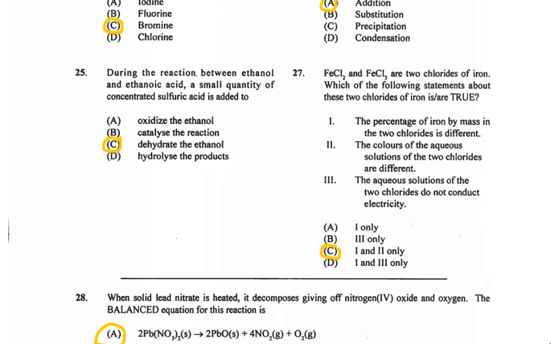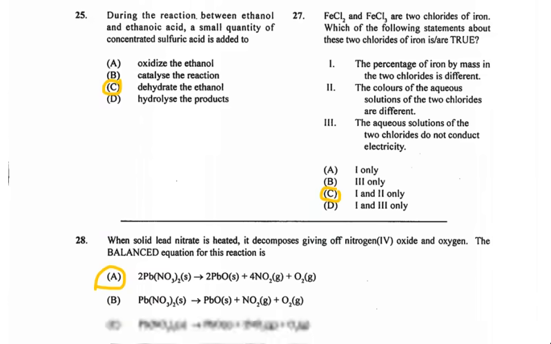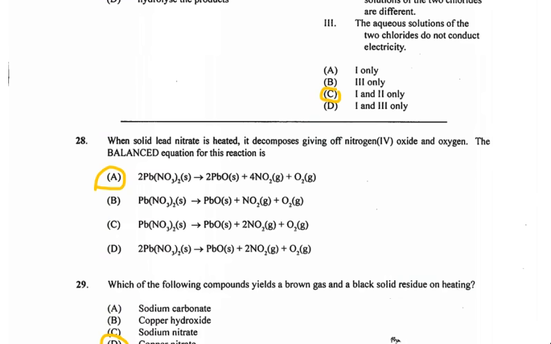Number 27, so we have iron(II) chloride and iron(III) chloride, which are two chlorides of iron. Which of the following statements about these two chlorides is true? So we have number one, it says the percentage of iron by mass in the two chlorides is different. That is right. And the color of the aqueous solutions of the two chlorides is different. That is right also.